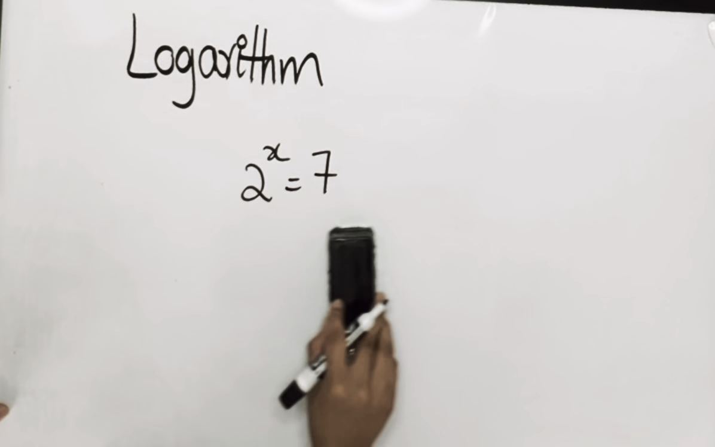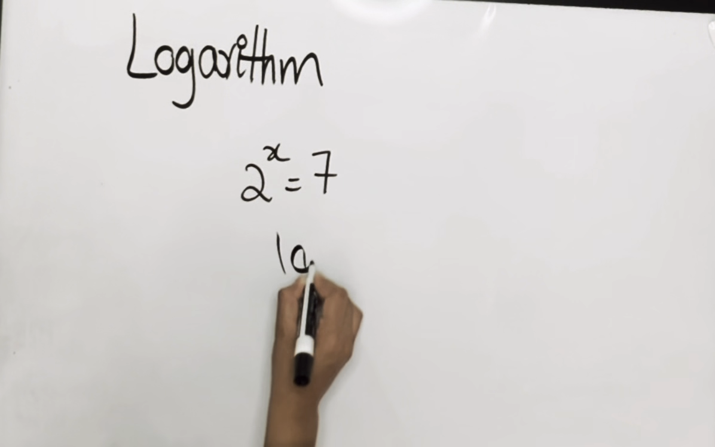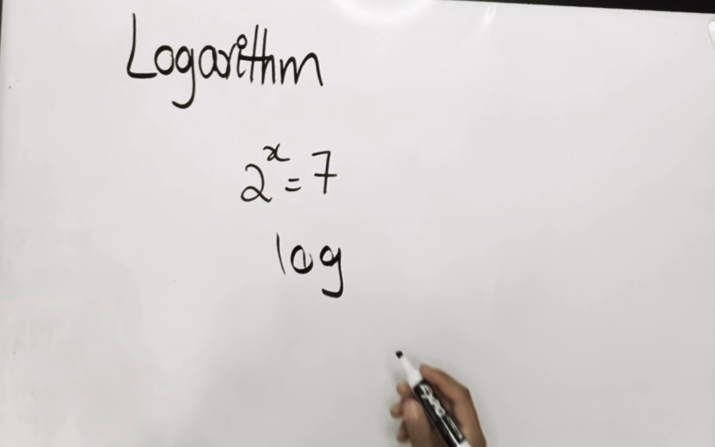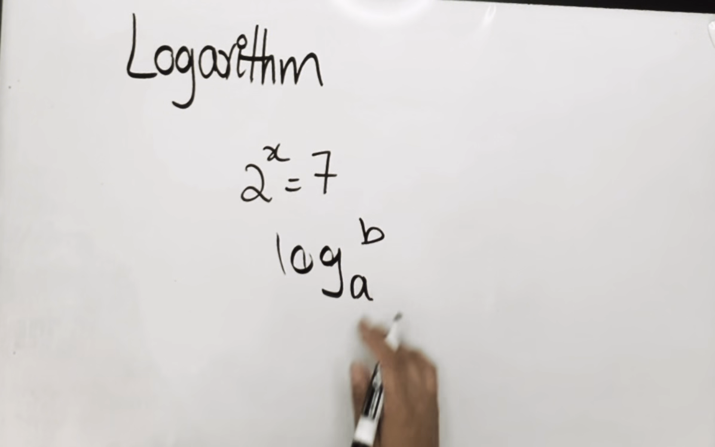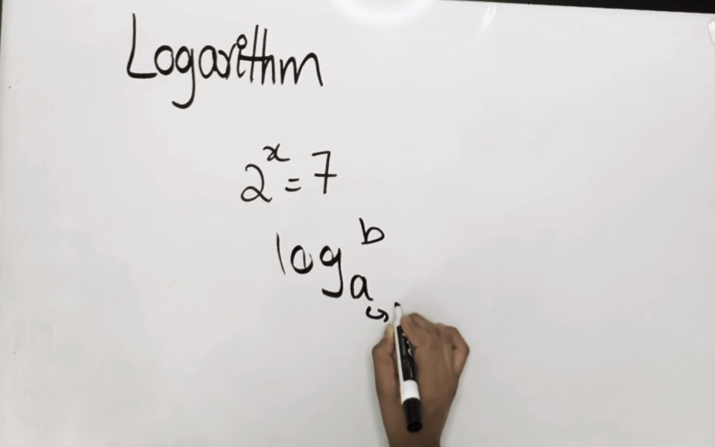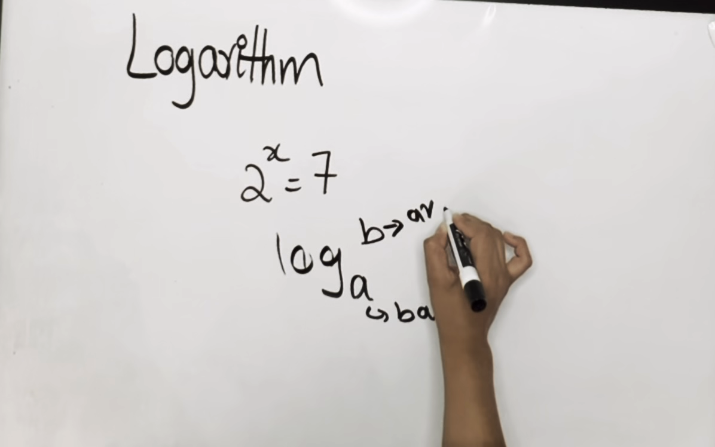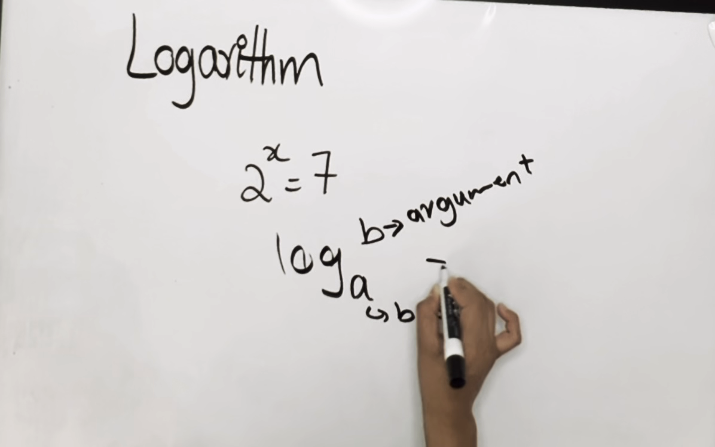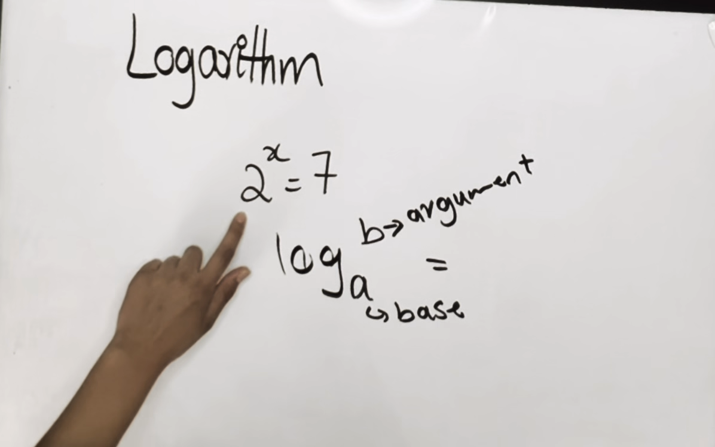Now, when we use logs, the way we write it is log of... we're going to have two elements to our log. We're going to have a base and we're going to have an argument. This is a base and this is our argument. And it's always equal to a certain number.